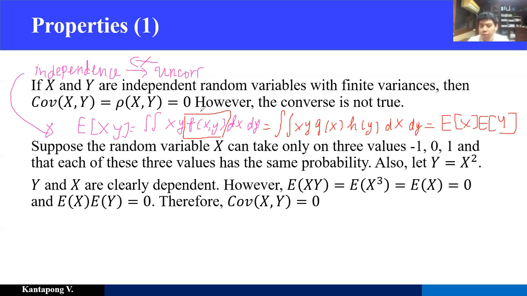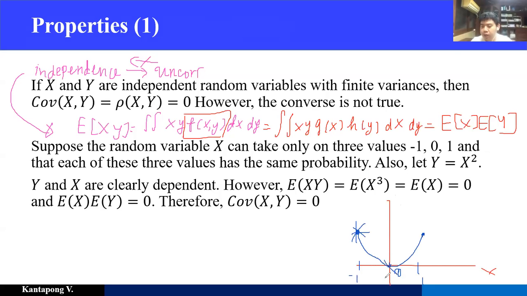Okay? But the opposite is not true. Why? Suppose that random variable x can take only 3 values, let's say minus 1, 1, and 0, and each of these has the same probability. And y is equal to x squared, the parabola version that we are talking about.